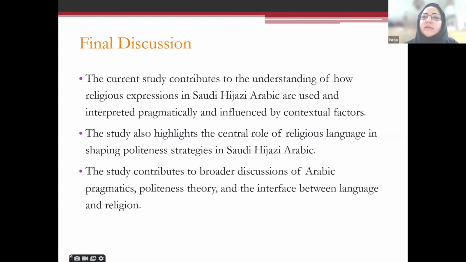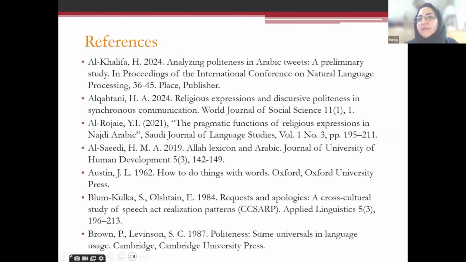various speech acts. The study contributes to broader discussions of Arabic politeness, Arabic pragmatics, politeness theory, and the interface between language and religion, suggesting that prayers are essential components of pragmatic competence and should be considered in intercultural communication and language pedagogy. And with this, I conclude my presentation.